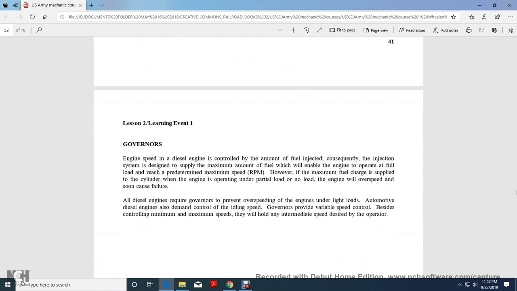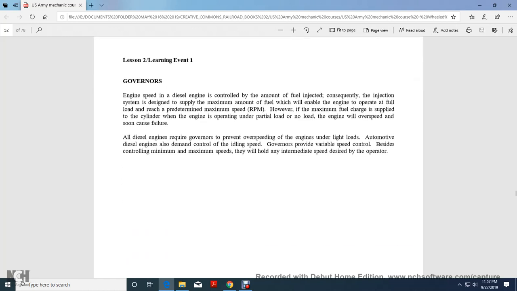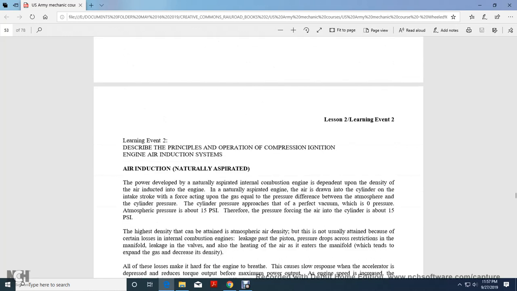Governors. Engine speed in a diesel engine is controlled by the amount of fuel injected by the injection system. The design and supply of the maximum amount of fuel will enable the engine to operate at full load, reaching a predetermined maximum speed or RPM. However, the maximum fuel charge supplied to the cylinder while the engine is operating under partial load or no load will make the engine overspeed and soon cause failure. All diesel engines require governors to prevent overspeeding under high loads, and diesel engines demand control of the idling speed. Governors provide various speed controls by controlling the minimum and maximum speed and holding the intermediate speed desired by the operator.